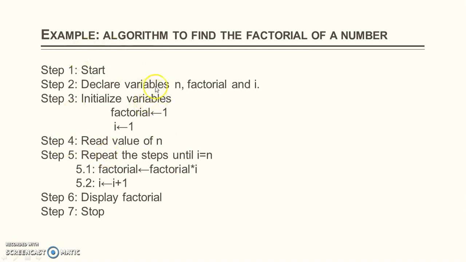This is the algorithm. First we will declare the variables n, factorial and i. Then initialize these variables: factorial is equal to 1 and i is equal to 1. Then we will read the value of n. Suppose we are giving n is equal to 5. That means we have to repeat this step until i is equal to n, that means we will go through 5. So factorial is equal to factorial into i. Then we will increment i by 1, and at the end we will have the factorial of n in the factorial variable, and we will display this factorial variable.